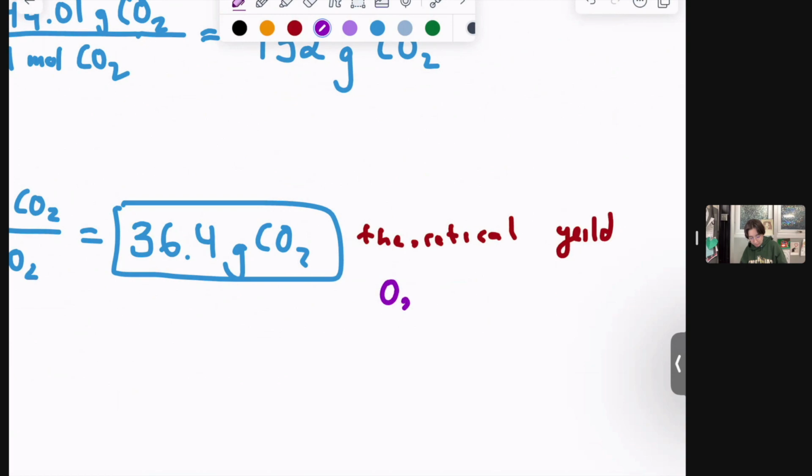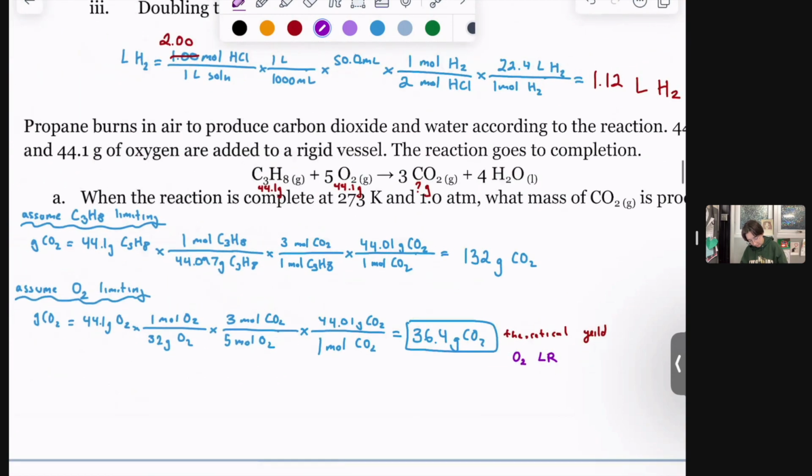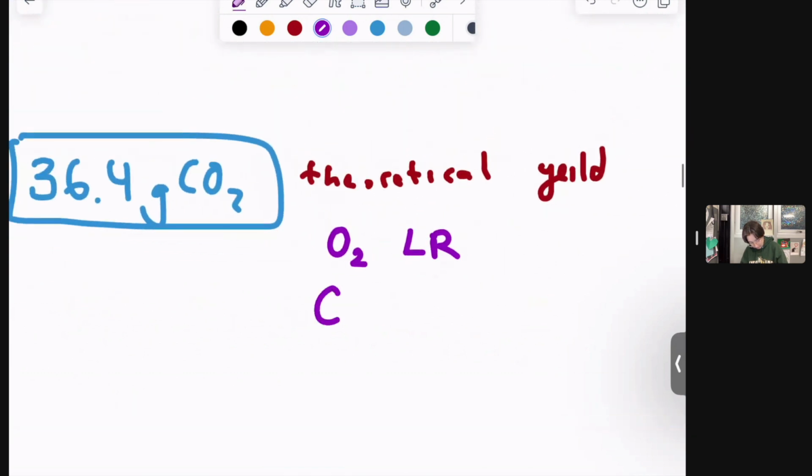O2 is my limiting reactant. C3H8, it's excess. Of course, no one writes out full words in chemistry. Sometimes you'll see it written as that. Excess.